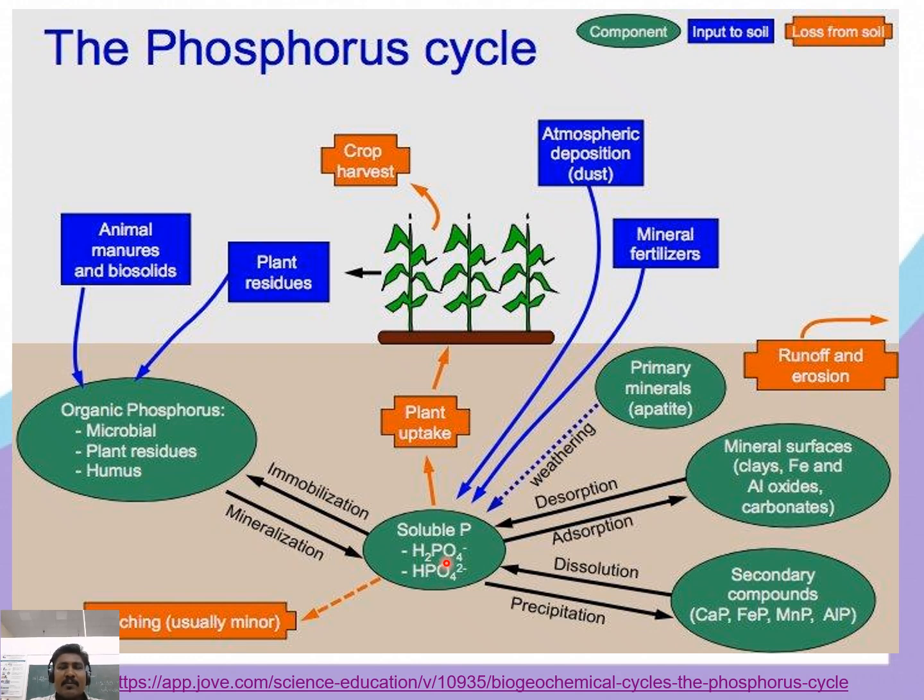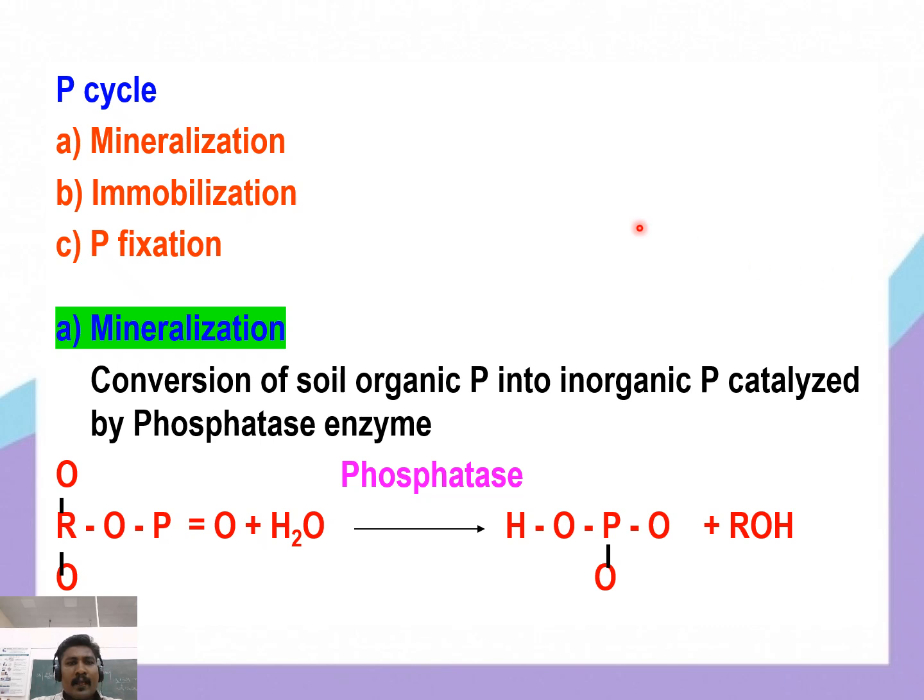Okay. Sometimes when you are putting an inorganic fertilizer such as single superphosphate, diammonium phosphate, or a primary mineral like apatite, they directly bring in the soluble phosphorus, that is H2PO4. Okay, these are all very important cycles. So this cycle has to be remembered always. One by one, we'll see the components.